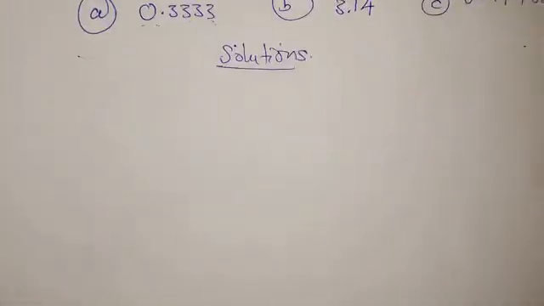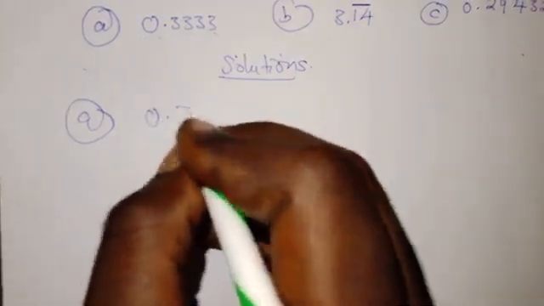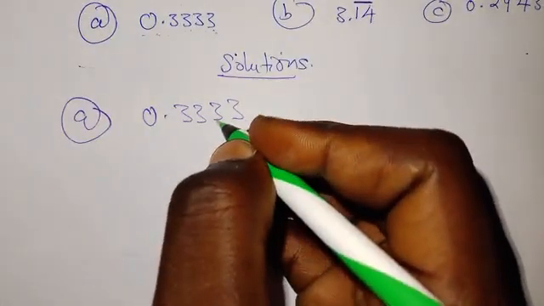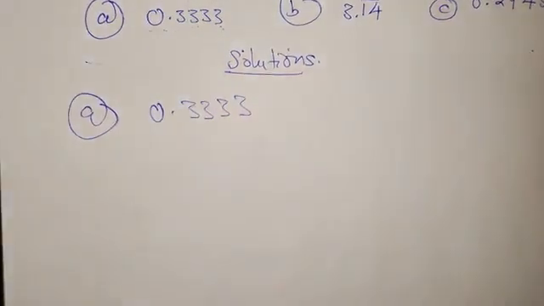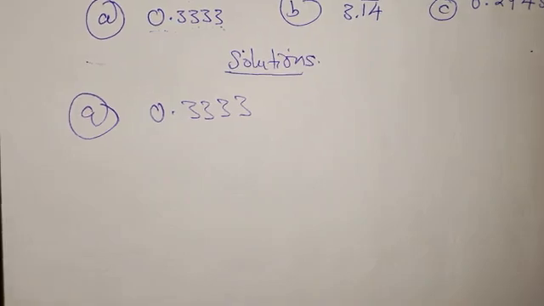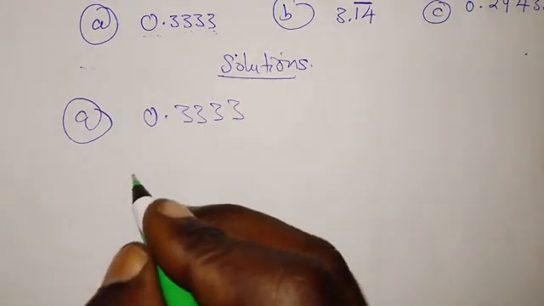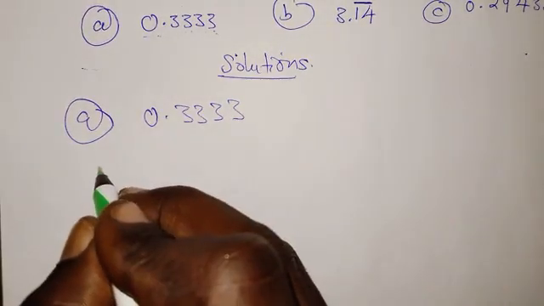So we have 0.3333, and then we are being told to express it in the form of m over n. What do we do? So basically this is a simple thing. So how I'm going to handle it, first I'm going to simply say let.